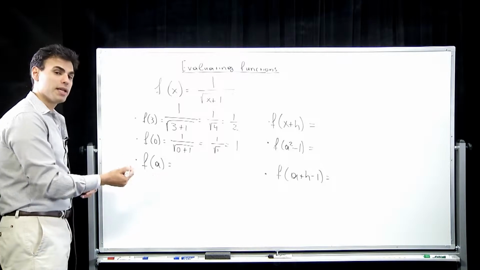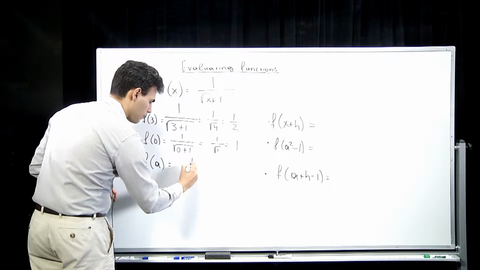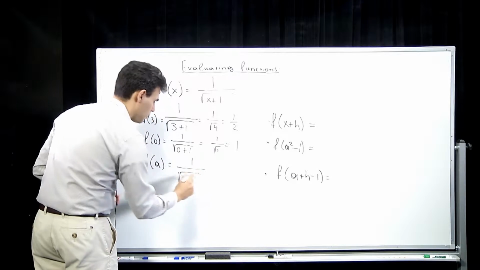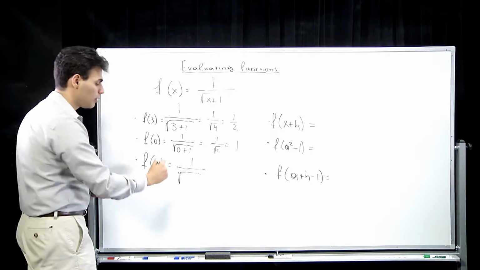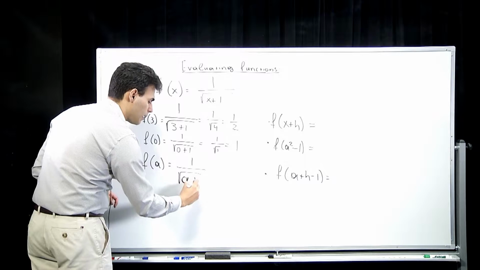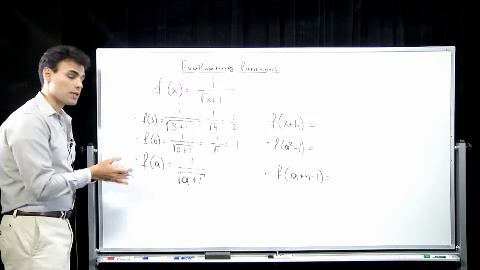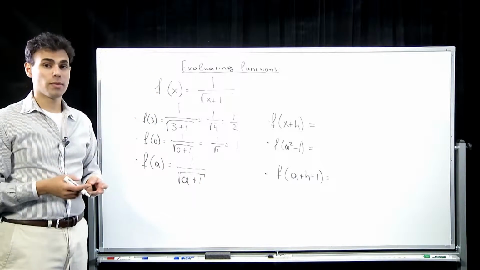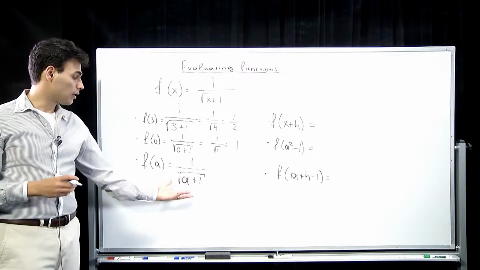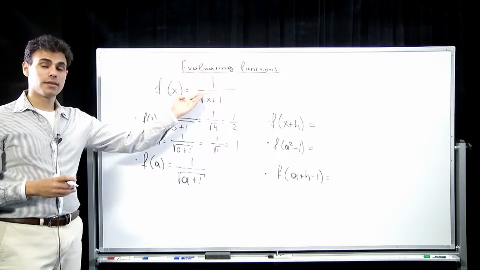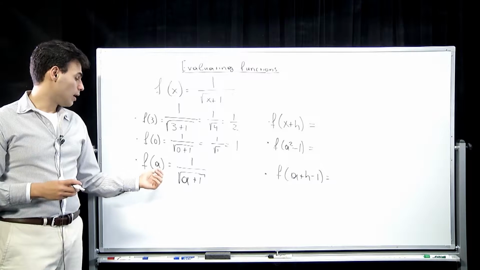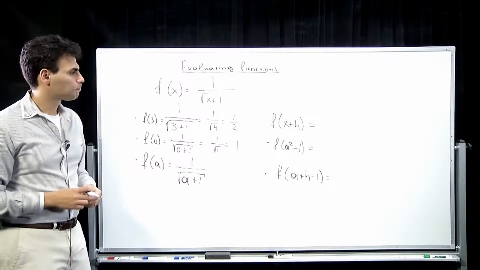So f of a basically means, go to the formula, and just like here we replaced 3, you will replace in a. So the answer is just this, 1 over square root of a plus 1. Okay? It's another algebraic expression. It looks like the formula that we started off with, but it has a instead of x.